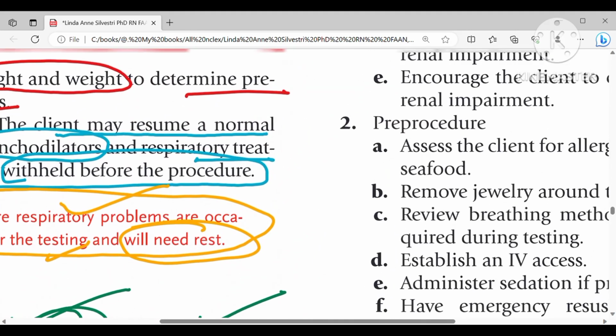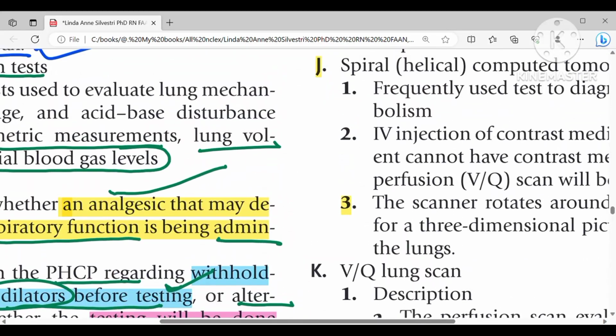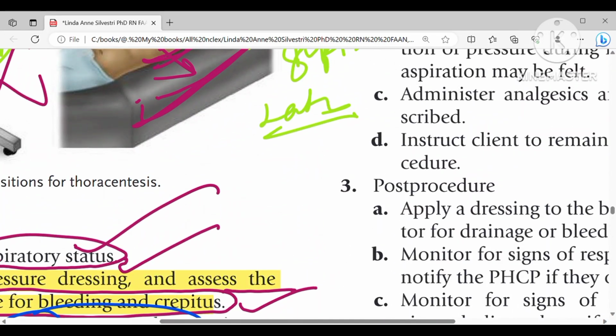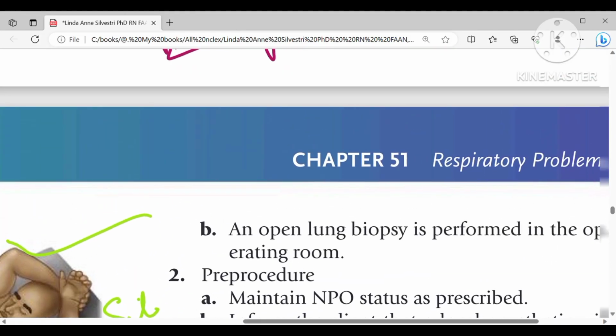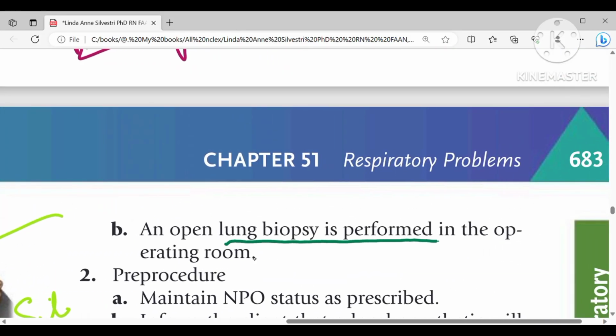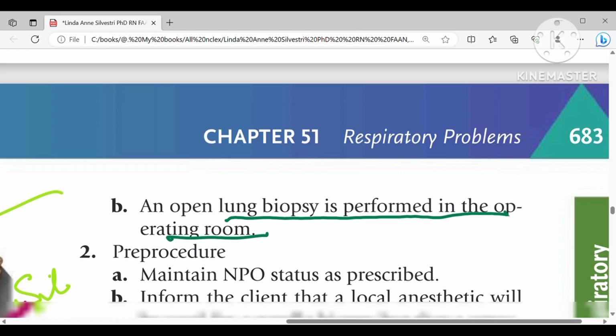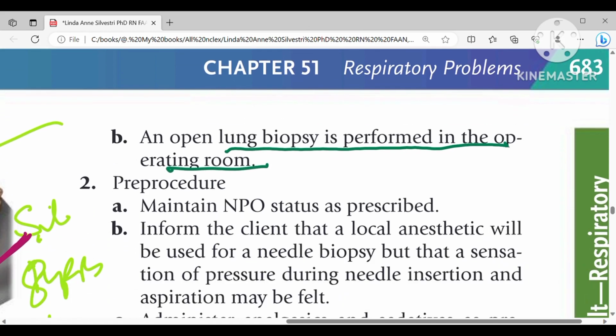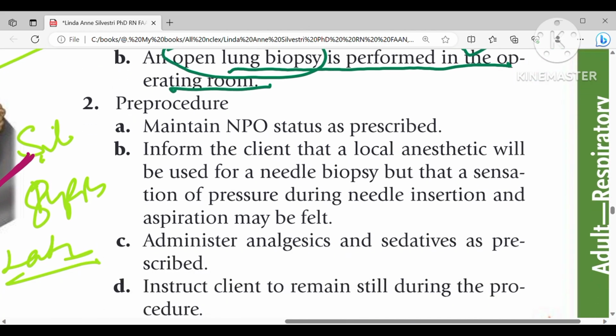The next point: an open lung biopsy is performed in the operating room. Whenever the patient is going for an open lung biopsy, we will do it only in the OT. So fine needle aspiration we can do, or open lung biopsy we can do, and also with the help of bronchoscopy we can do the biopsy.